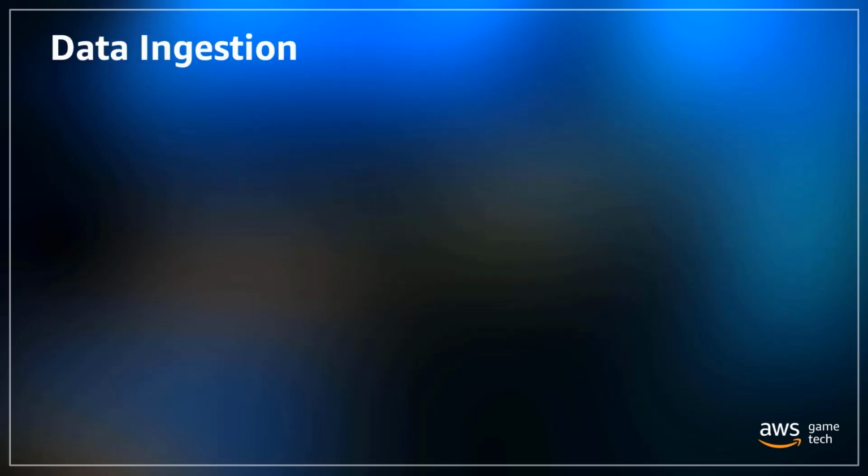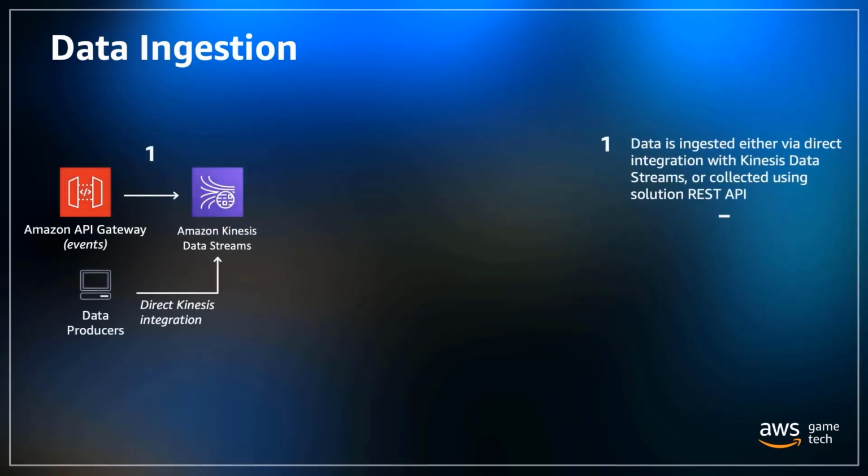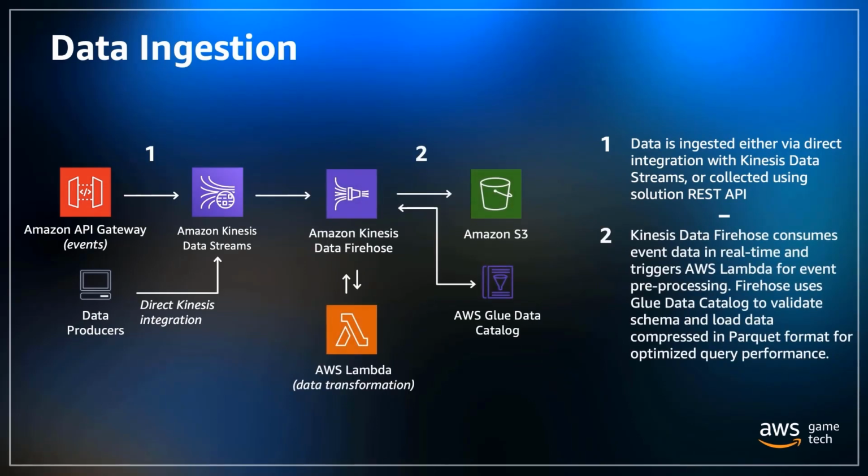Now I'd like to go over the rest of the data ingestion process. And first, we have our two ingestion methods that we just reviewed. And once the game event data is stored in the Kinesis data stream, a Kinesis Data Firehose will consume this event data in real time and will trigger an AWS Lambda function for event preprocessing.